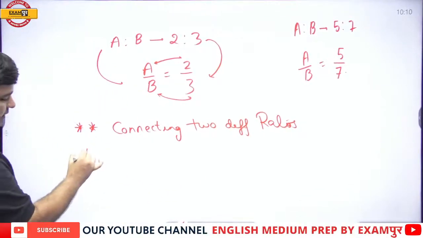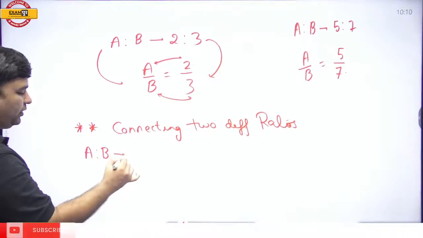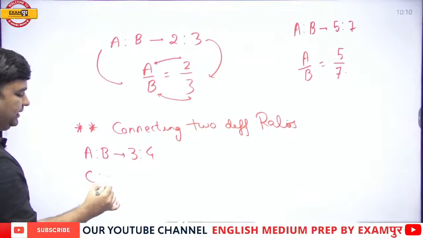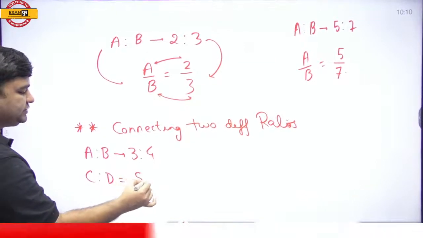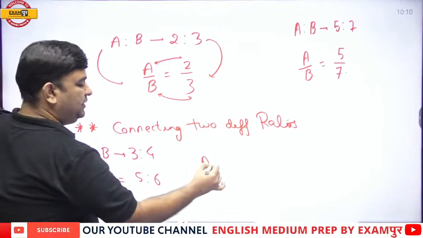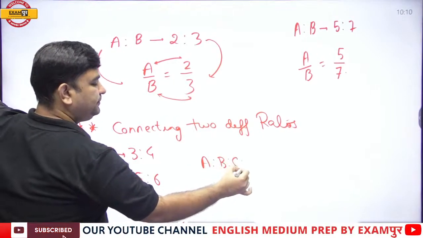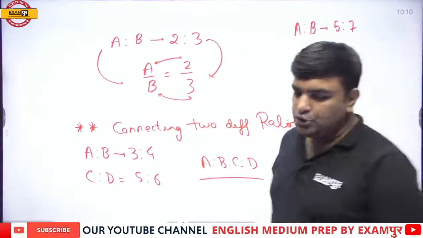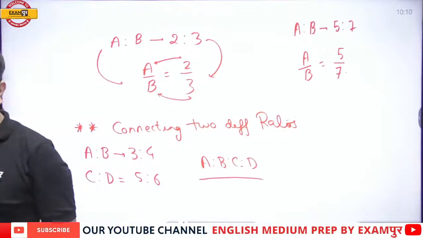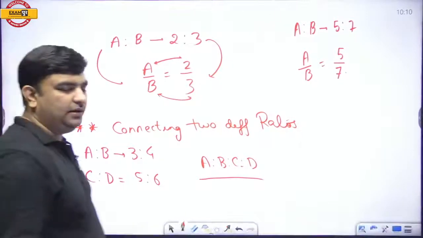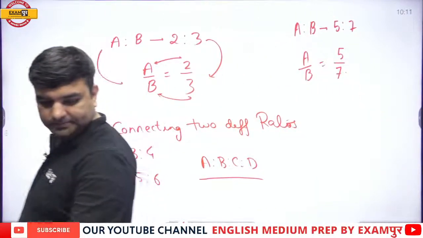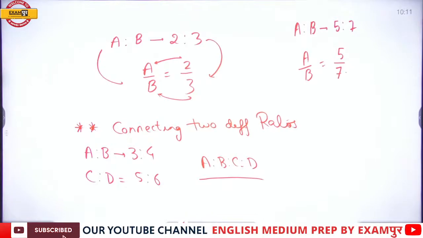Like A:B is 3:4 and C:D is 5:6. What is A:B:C:D? Come on, tell me. All of you guys can let me know by your comments.